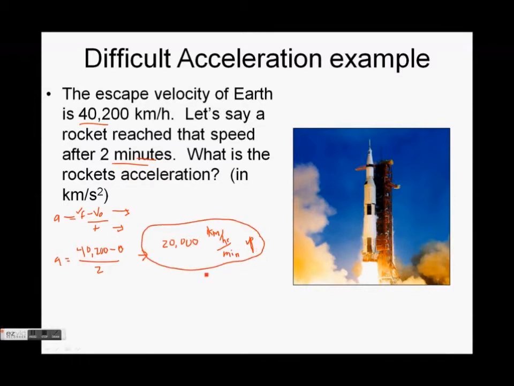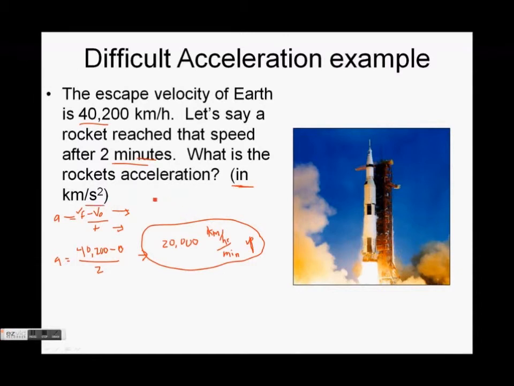So can I circle this? All right, done. Is that a legitimate unit label, kilometers per hour per minute? Well, yes. Unless I asked you for something different, that should make sense to you. Every minute, the rocket is getting 20,000 kilometers per hour faster. That's pretty quick, right? Every minute it's getting 20,000 kilometers per hour faster.